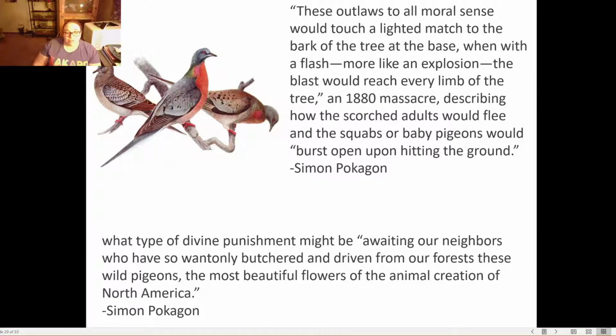Another problem was, even as the pigeon numbers crashed, there really weren't any efforts to save them. People kind of just slaughtered them more intensely. So they just kept killing them off until there was nothing left. There was never really that moment of, oh my God, we're losing this species, we need to save them. It never really happened. They just kept being killed until they were gone.